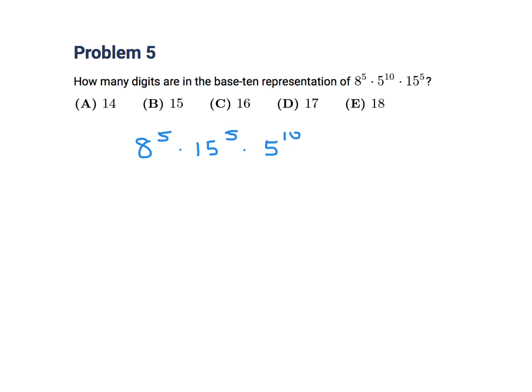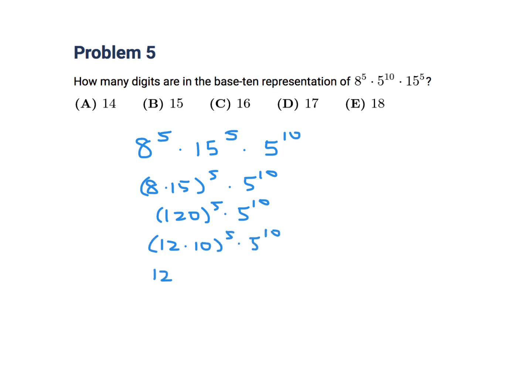Well, I'll combine the 8 and the 15, so 8 and the 15 all to the 5, and then leave that alone for now. So that's 120. Okay, then the 120 I'll break up into 12 and 10. And then that's going to be 12 to the 5, 10 to the 5, and then 5 to the 10. Okay, so what do I do here? Let's see. I've got 12 to the 5, 10 to the 5, 5 to the 10.